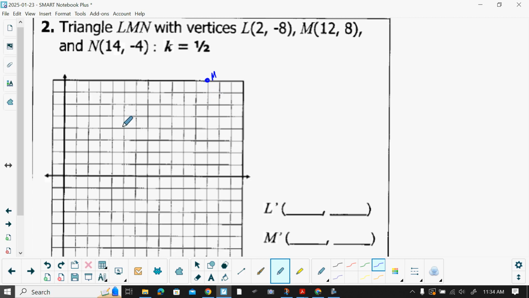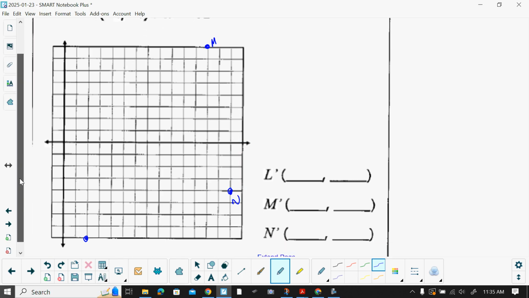N is 14, negative 4. So 12, that was 12. So 13, 14, negative 4. 1, 2, 3, 4. And there is N. So we've got, connect these dots. Got a triangle here.